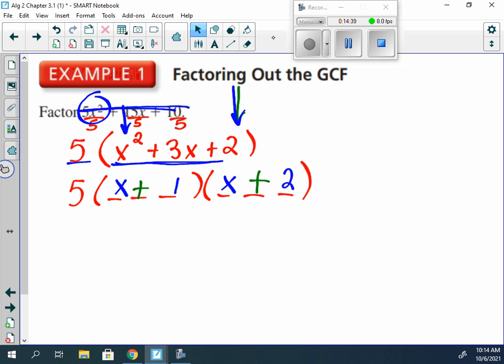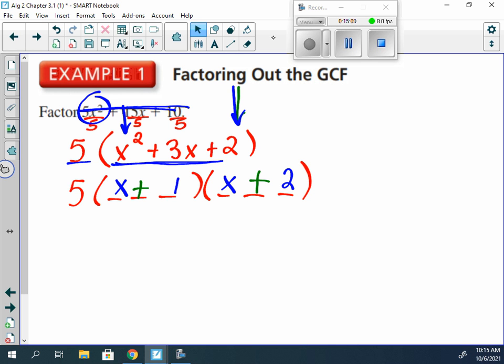Plug and check. So we're going to check to make sure we have it set up right. Now because we already factored out the 5, when I check this, I'm not going to get back to 5x squared plus 10x plus 2, because the 5 is on the outside. What we're going to check is our x squared plus 3x plus 2. Now we can do exactly what we did at the start of the lesson and multiply it all the way through, do x times 2, 1 times x, and 1 times 2.